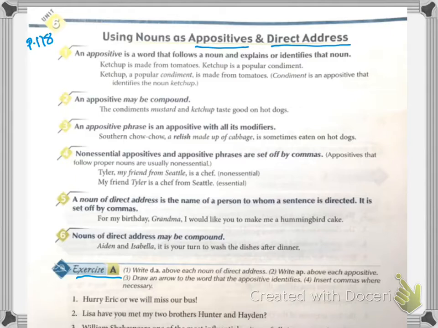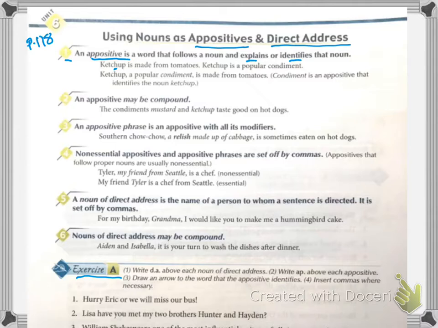So let's get started. Definition. An appositive is a word that follows a noun and explains or identifies that noun. When it says follows, it means follows right after the noun, and it explains or identifies that noun. For example, look at this sentence. Ketchup is made from tomatoes. Ketchup is a popular condiment.